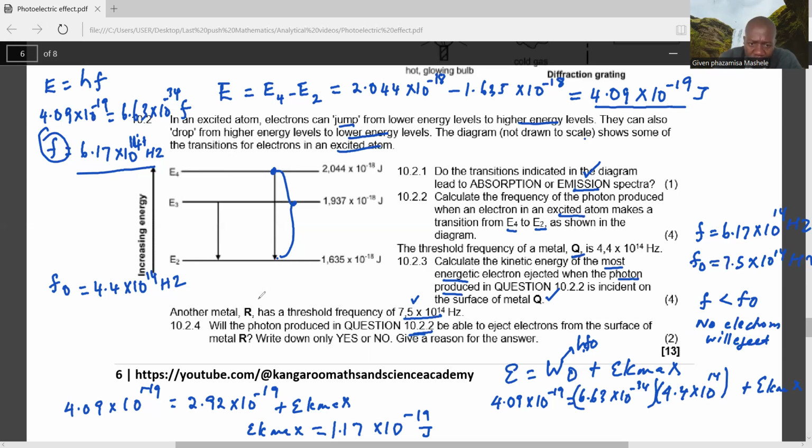So what you can do is calculate the work function for metal R by taking h and f naught. h we have, f naught is this one. So we can still compare by doing that. So the answer is no. Why? Because the frequency of light is less than the cutoff frequency. So no electrons will be ejected. One can say the energy of the photon is less than the work function. So no electrons will be ejected. Another one can say because the EK maximum is less than 0, it's negative. If the EK maximum is negative, it means no electrons will be ejected. So there are just many ways to skin a cat, ladies and gentlemen.